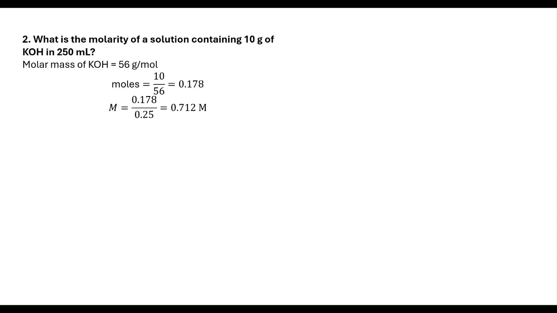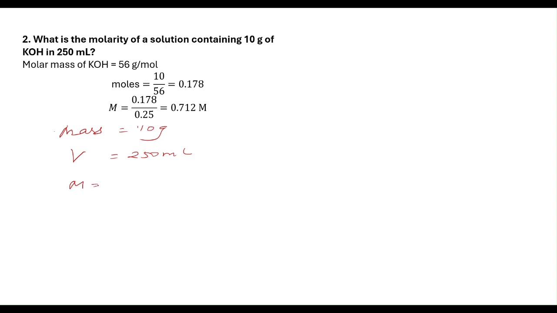What is the molarity of a solution containing 10 gram of potassium hydroxide? So what is the information we have? We have mass, which is 10 gram, we have volume which is 250 ml, and what do you want to know?